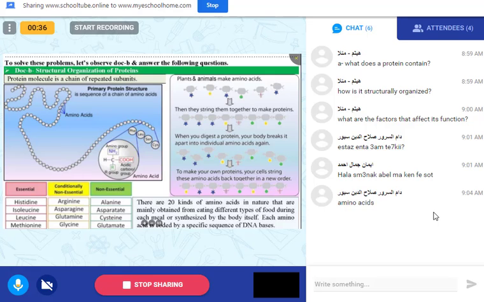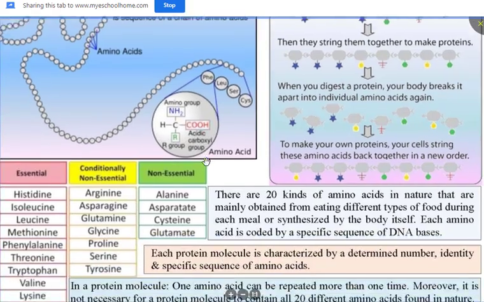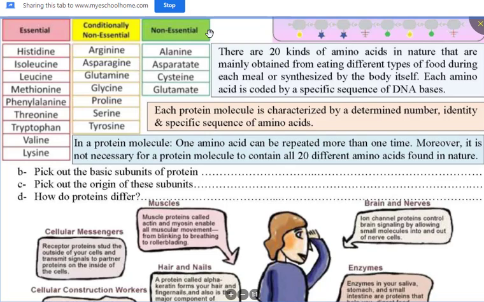Amino acids. Okay, so they are the amino acids. Since all proteins are made of amino acids, what makes proteins different from each other? What makes proteins different from each other? So since all of them are made of amino acids, look with me here.